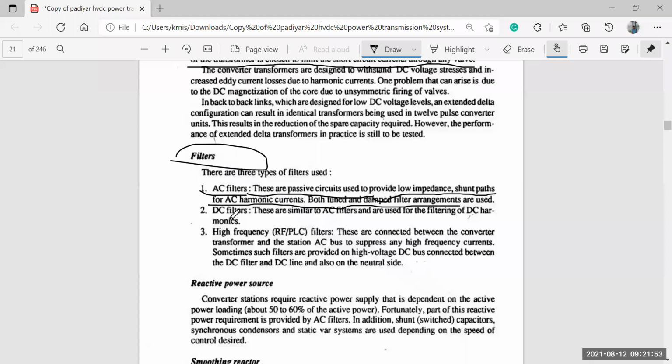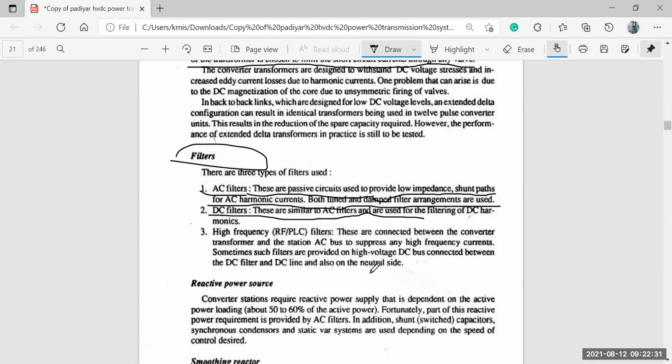Another part you could consider: now DC filters. These are similar to the AC filters and are used for filtering the DC harmonics. Another is your high frequency RF or PLC filters. These are connected between the two converter transformer. In this point of view, they haven't given. In this figure I think it hasn't been connected.